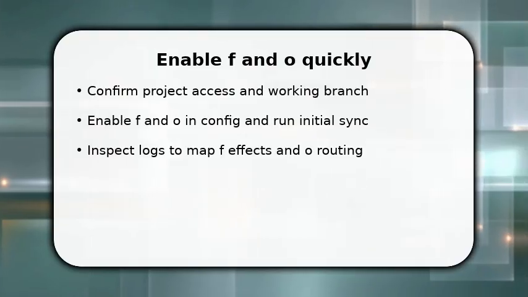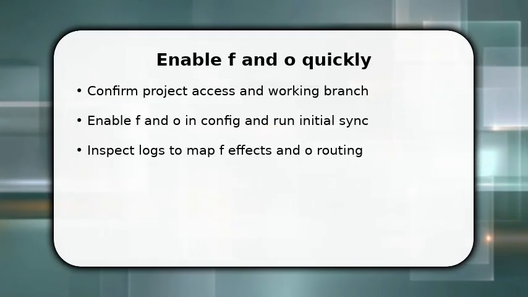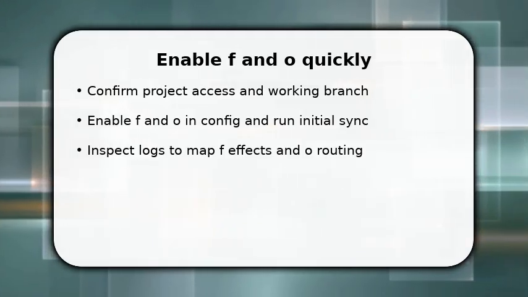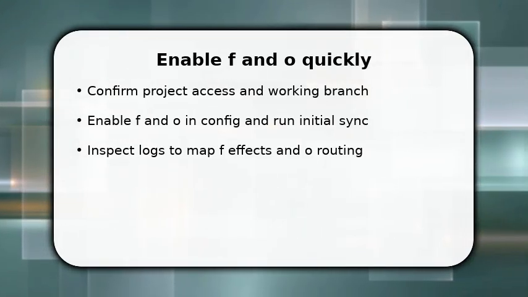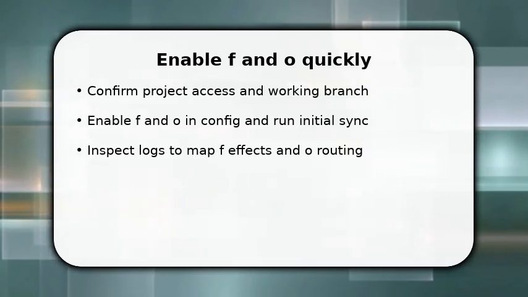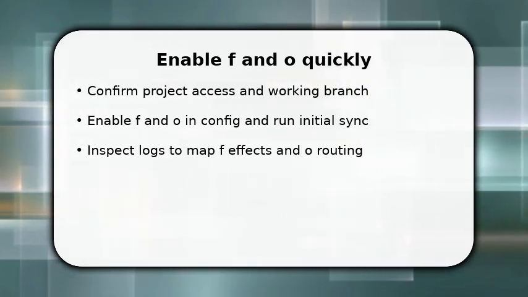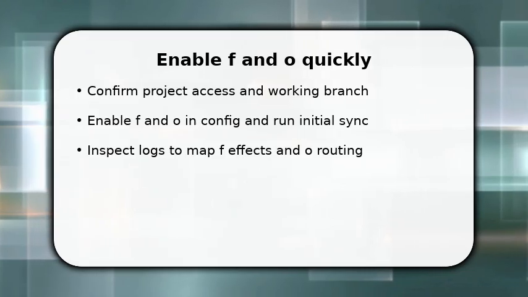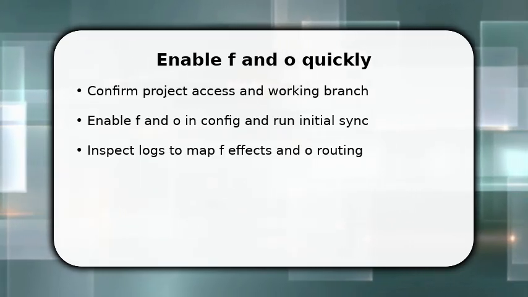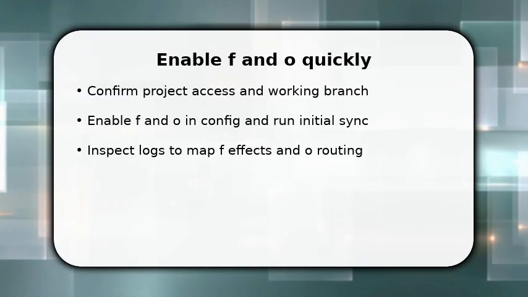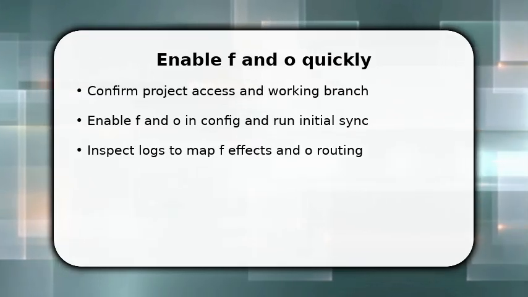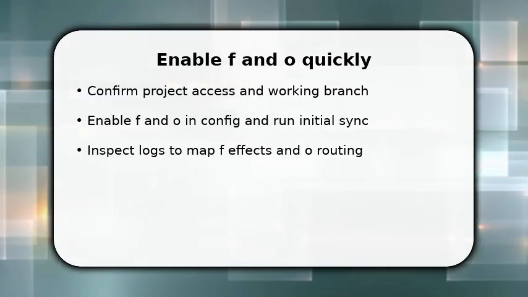You start by confirming the context where F and O operate in Grow, file modes, flags, or functions. You need access to the Grow project and a working branch. First, open the configuration and enable F and O options. That triggers their parsing. Once enabled, run the initial sync command to populate structures and verify logs for errors.